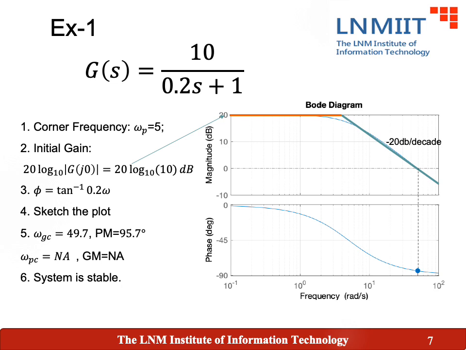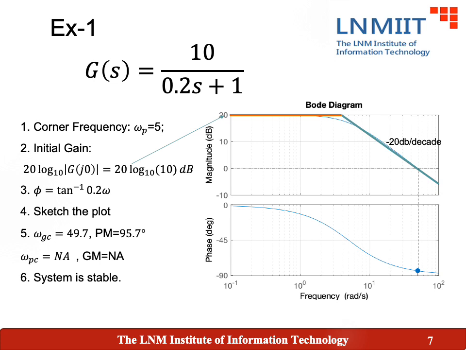Okay, so after that, we will find out what is the gain crossover frequency and phase crossover frequency. Note that here the magnitude plot crosses the 0 dB line at the frequency of 49.7 radian per second. So at this particular frequency, we will check what is the value of the angle.